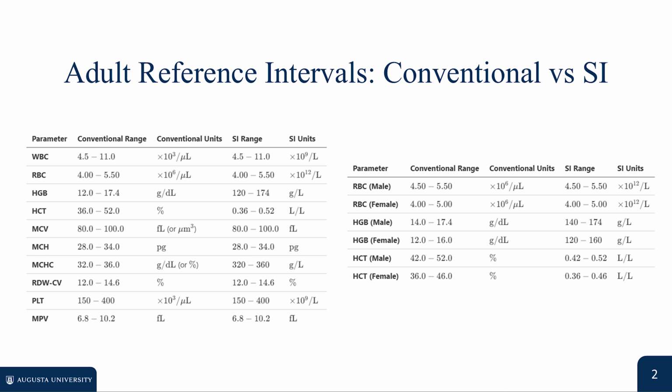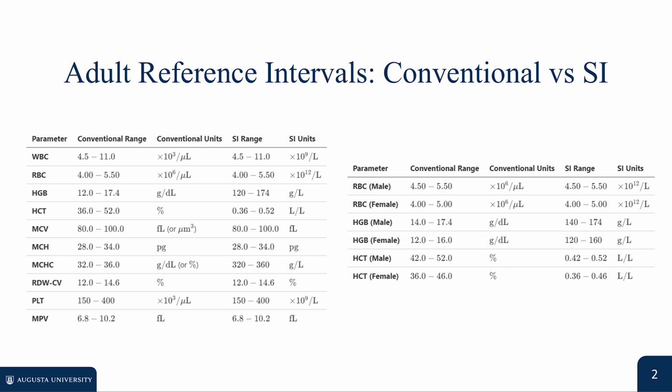For total WBC count, the adult reference interval is 4.5 to 11.0 times 10 to the third per microliter, which translates to 4.5 to 11.0 times 10 to the ninth per liter in SI. The platelet reference range is 150 to 400 times 10 to the third per microliter, equivalent to 150 to 400 times 10 to the ninth per liter.